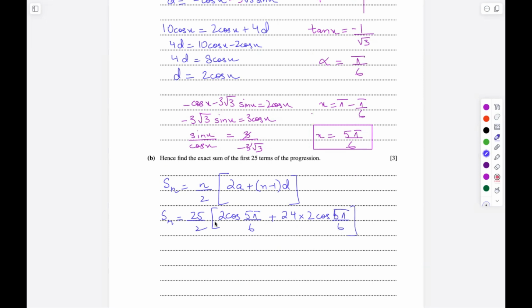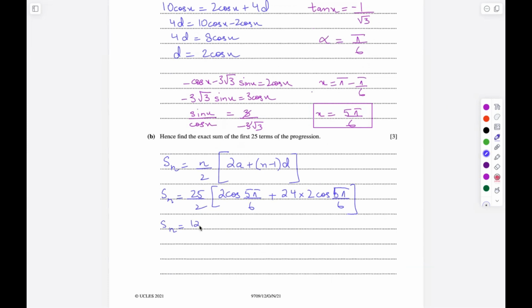Simplifying, we'll get sum of n terms as 12.5 into, now cos of 5 pi upon 6 in the calculator is minus root 3 upon 2, plus this will become 24 into 2 into minus root 3 upon 2. Simplifying, we'll cancel the 2's over here. This 2 will cancel with this 2. So sum of n terms will be 12.5 into minus root 3 plus, and this is a minus, so this will become a minus 24 root 3.